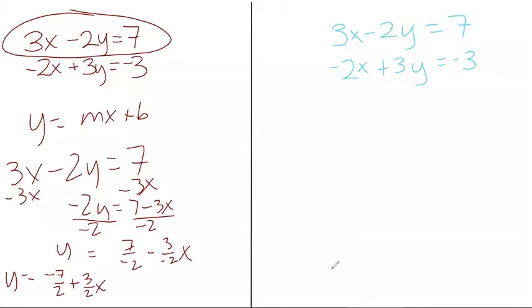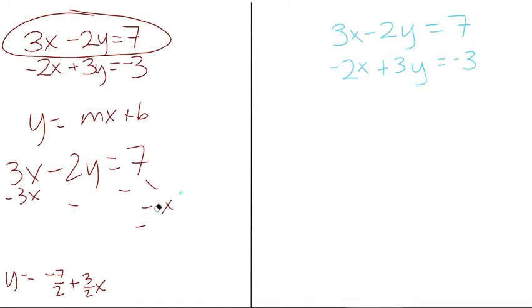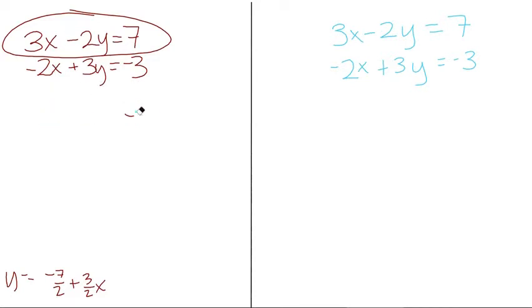So now we can use this equation right here. We can use this expression, 7/2 plus 3/2 x, and plug it in terms of y into the second equation. So for the second equation right here, we would be getting negative 2x plus 3 times y, which is negative 7/2 plus 3/2 x, which is equal to negative 3.